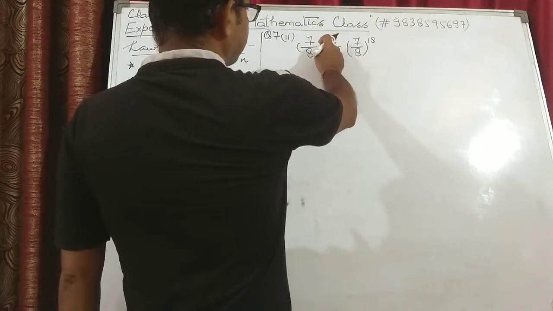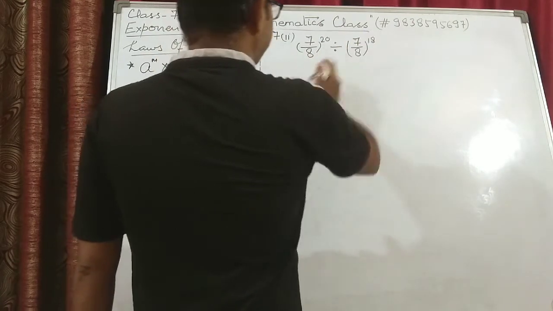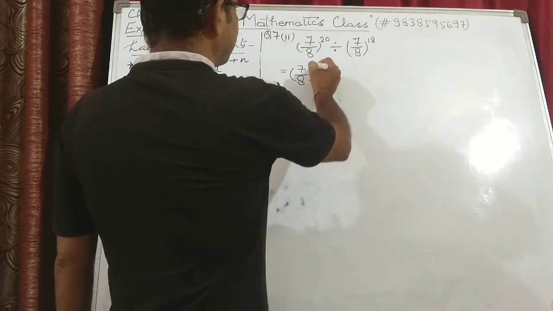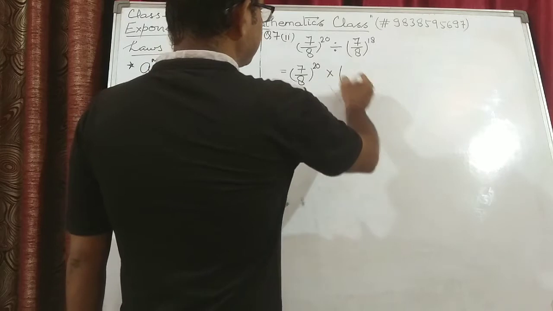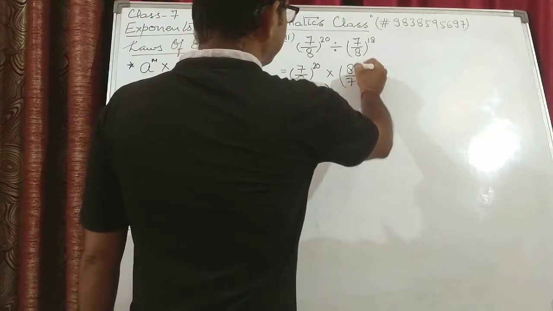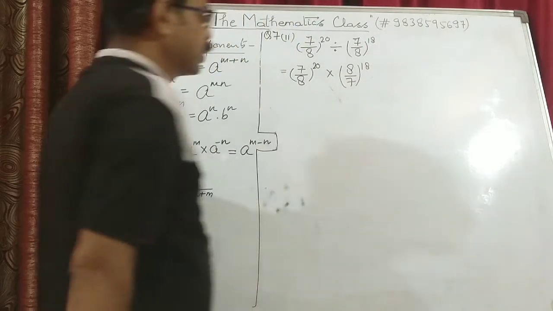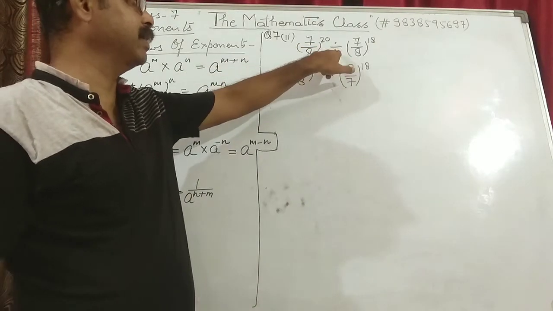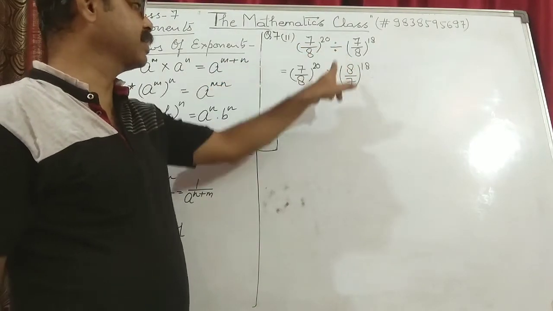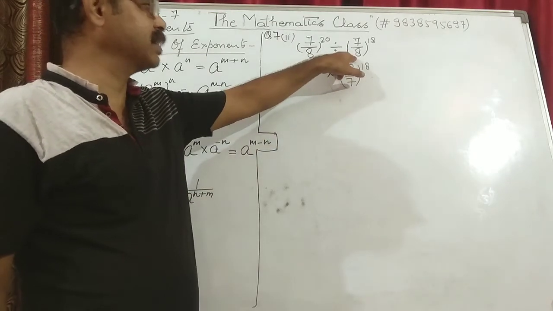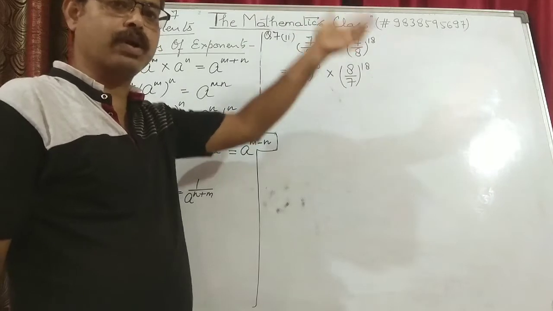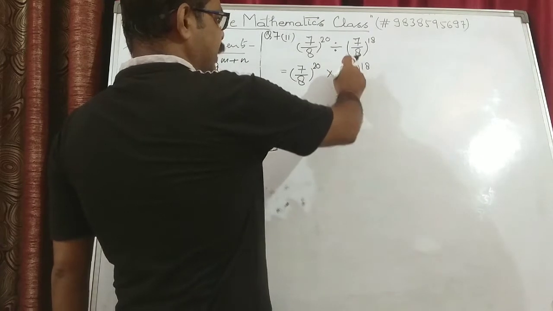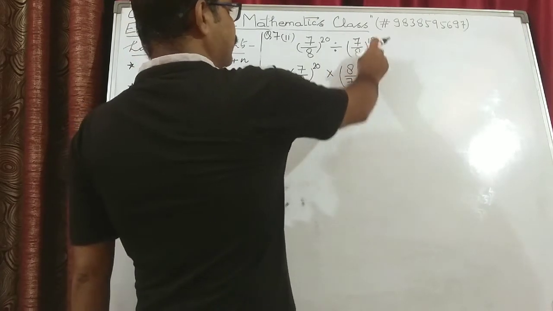Now this is (7 upon 8) to the power 20 divided by (7 upon 8) to the power 18. This can be written as (7 upon 8) to the power 20 multiplied by (8 upon 7) to the power 18. Why? Because we have learnt in board maths, if between two fractions there is a division sign, it changes to multiplication, and the fraction just next to the division sign gets reciprocal or inverted. So it was 7 upon 8, I'm writing it as 8 upon 7, and the power is not changing.